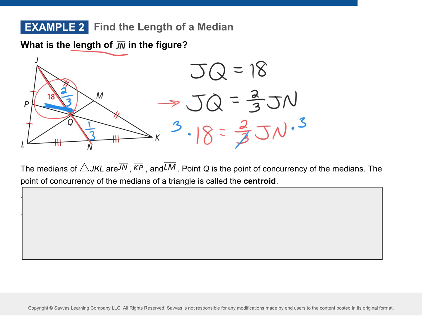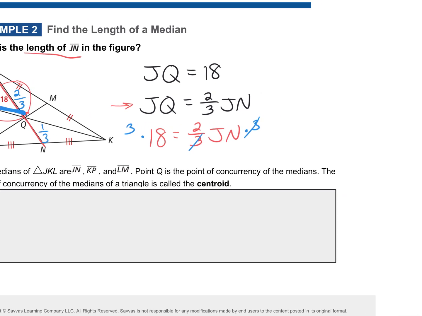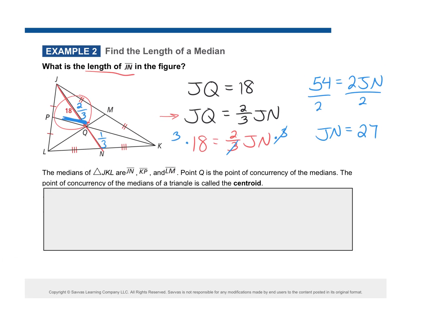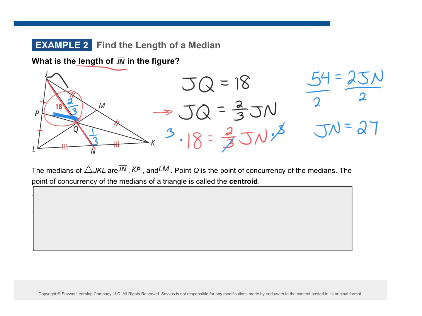So that gets rid of these. What's 18 times 3? 54 equals, and what we have left is 2JN. And then what's my last step to get JN by itself? Divide by 2. So JN equals 27. Okay? Yes, that is what it wants. This whole thing is 27.